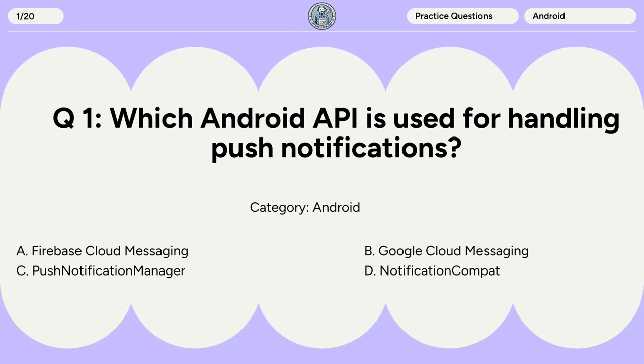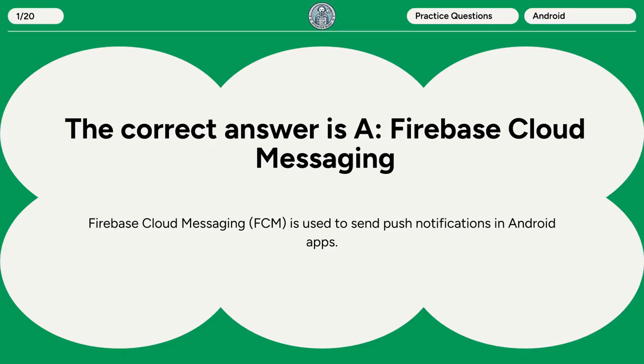Question 1. Which Android API is used for handling push notifications? A. Firebase Cloud Messaging. B. Google Cloud Messaging. C. Push Notification Manager. D. Notification Compat. The correct answer is A. Firebase Cloud Messaging. Firebase Cloud Messaging is used to send push notifications in Android apps.